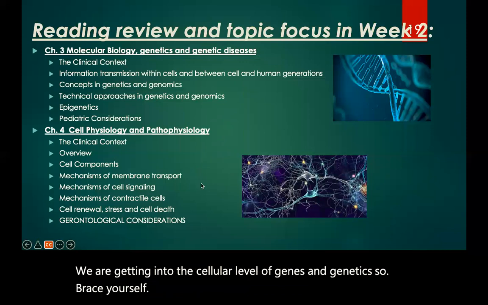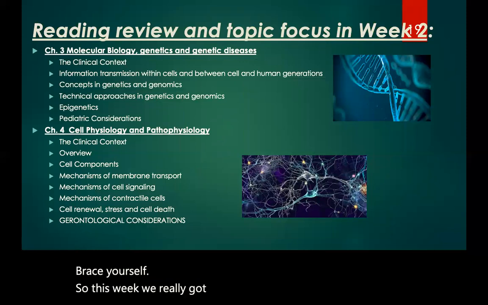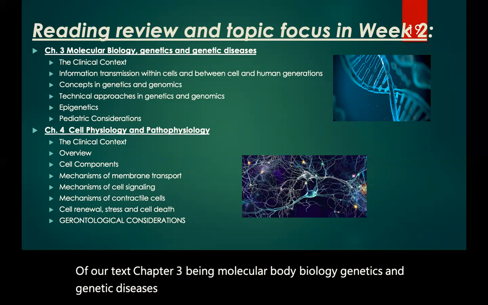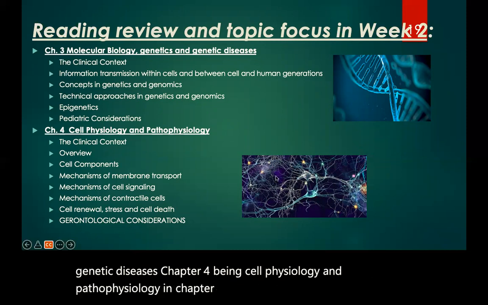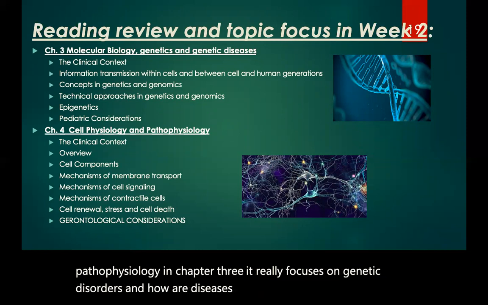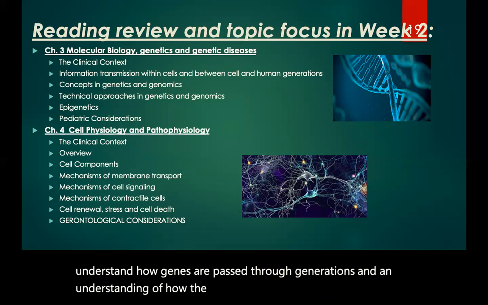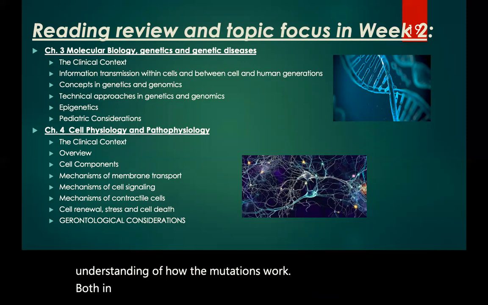This week we really got into chapter 3 and chapter 4 of our text. Chapter 3 is molecular biology, genetics, and genetic diseases. Chapter 4 is cell physiology and pathophysiology. Chapter 3 focuses on genetic disorders and how diseases are inherited. To understand the answer to that question, you have to understand how genes are passed through generations and how mutations work in both Mendelian and non-Mendelian genetics.